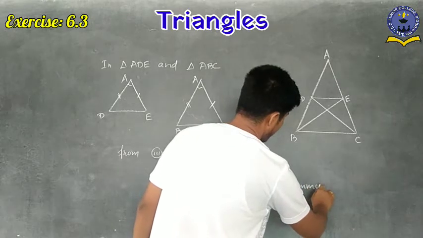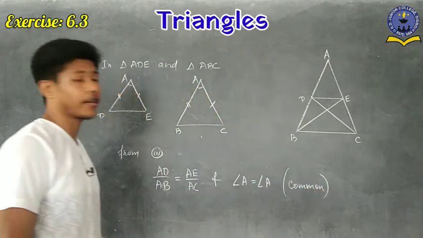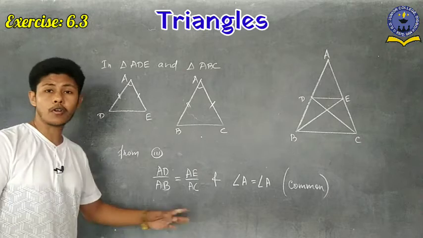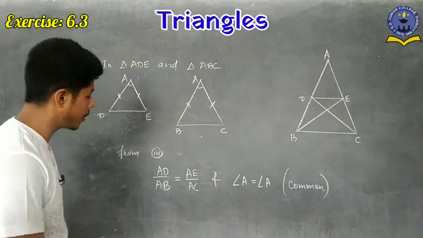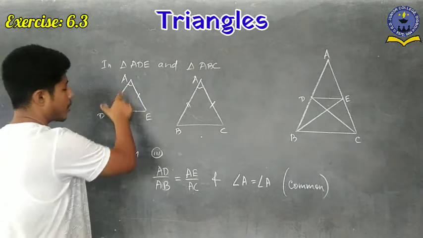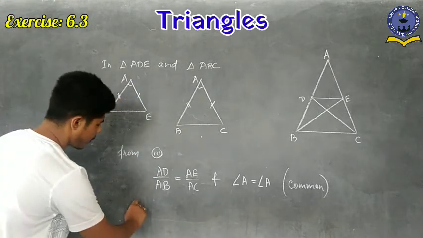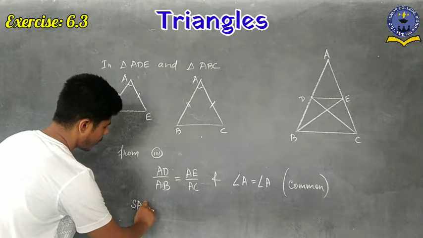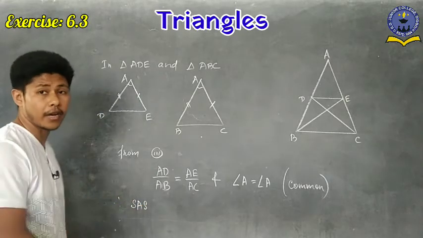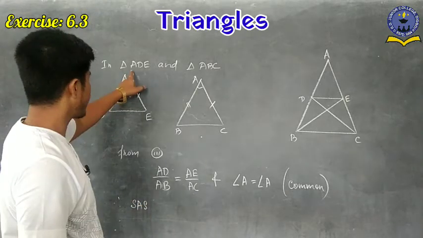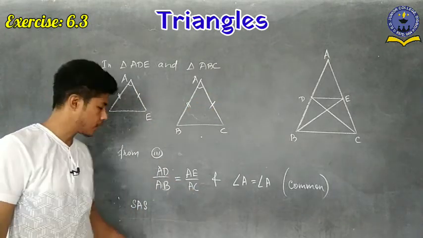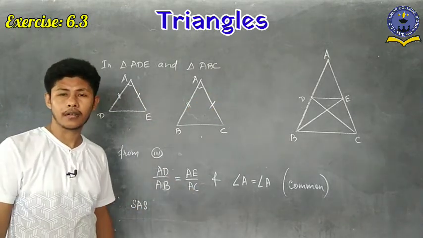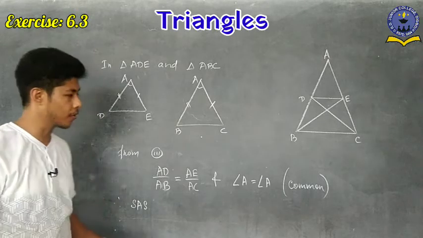So I think all of you understood now which similarity criterion we have to apply here. So you have to complete this result. Finally, what do you write? Two sides with one included angle. Therefore, by the side angle side similarity criterion, what can we say? Triangle ADE is similar to triangle ABC. Is it clear? I think all of you understood this now.